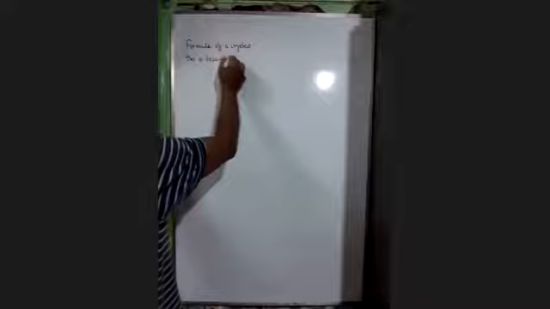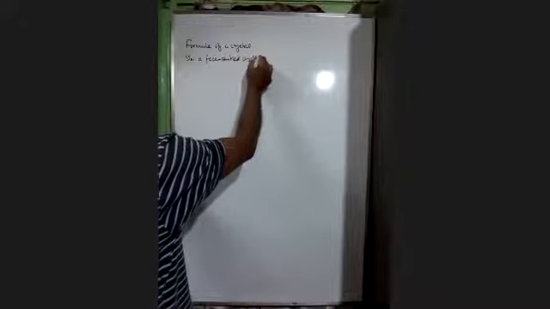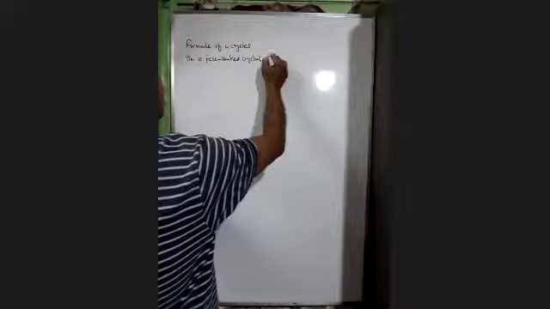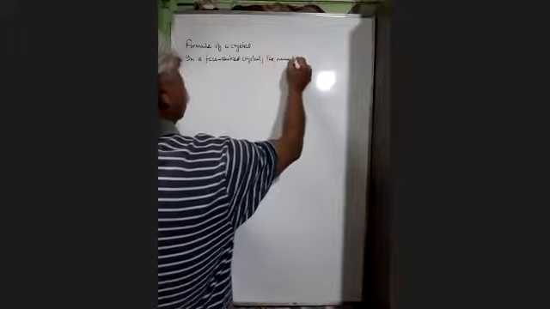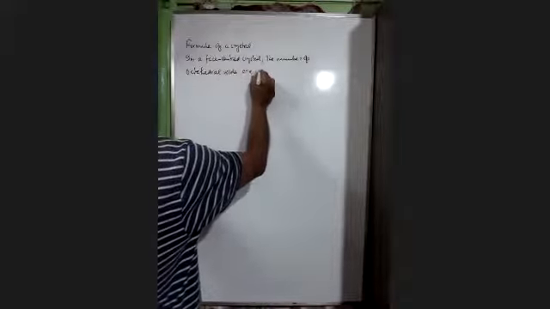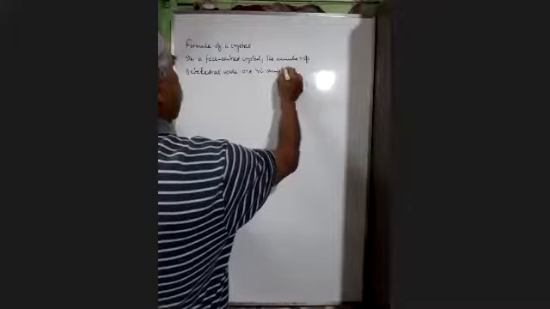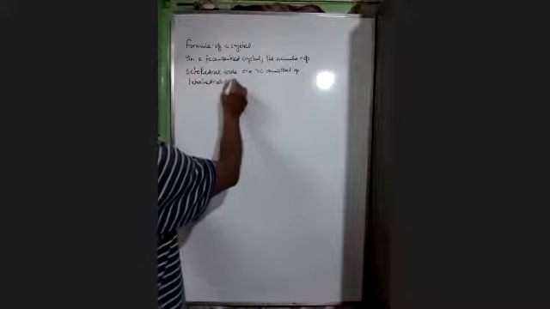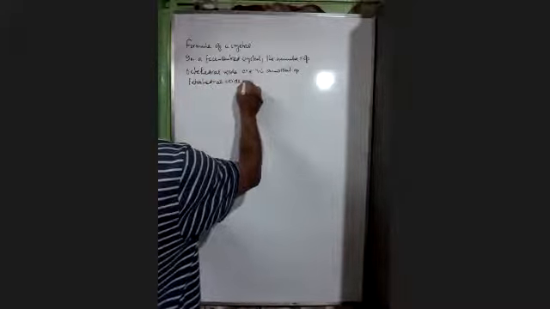We have found that in a face-centered crystal, the number of octahedral voids is n and that of tetrahedral voids is 2n. And n is the number of particles present in the crystal.